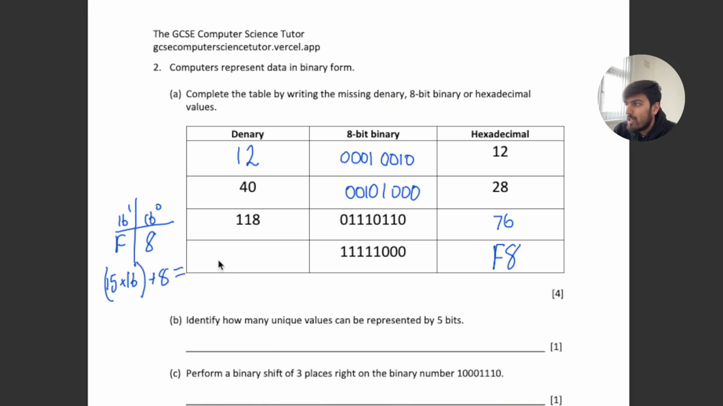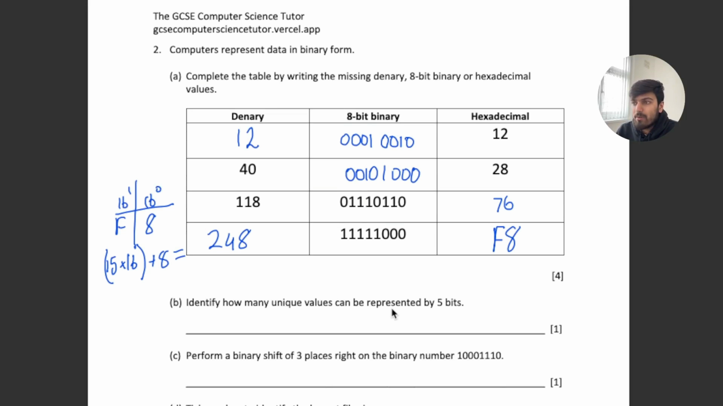Which you should get the value to be 248. And this is how you do this question. Now, part B, how many unique values can be represented by a 5-bit number?